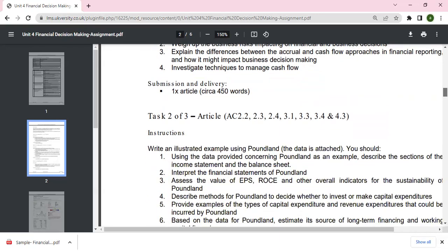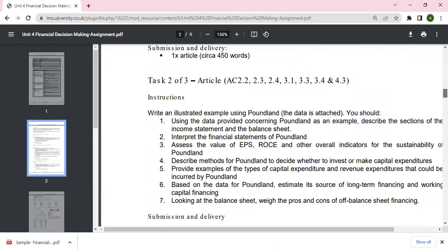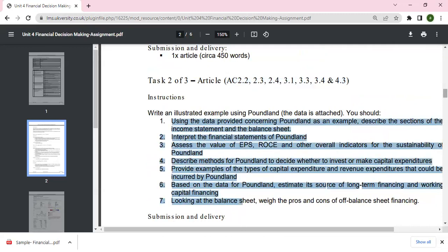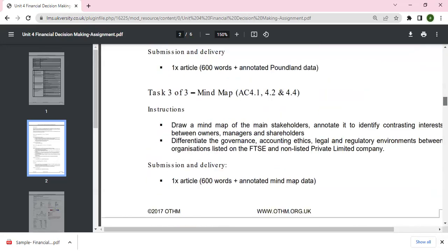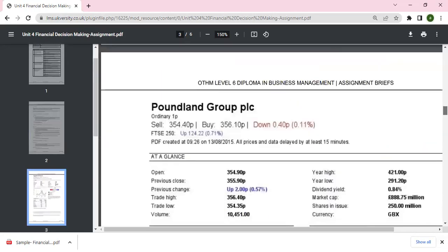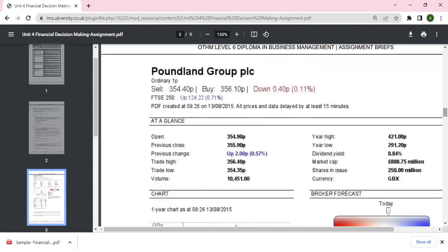And then task 2, which is based on our lessons 2 and 3, and a bit of 4.3. So these are the assessment criteria that will be assessed. And then for lesson 4 there is a little mind map you have to prepare, which is based on 4.1, 4.2, 4.3, which is lesson 4. These are all the tasks you're supposed to do.